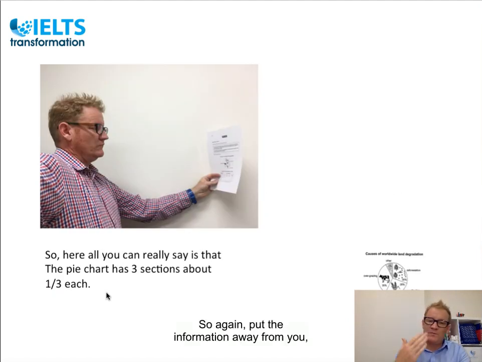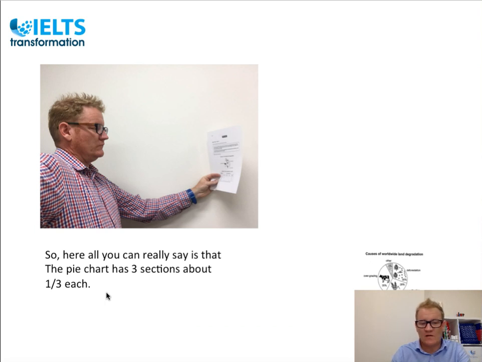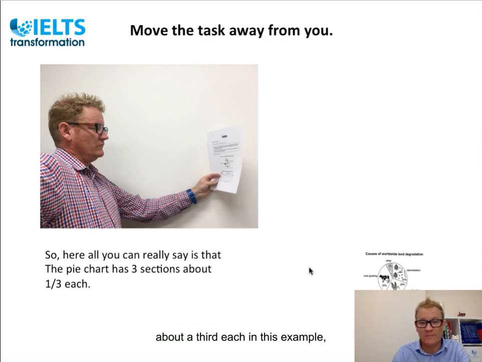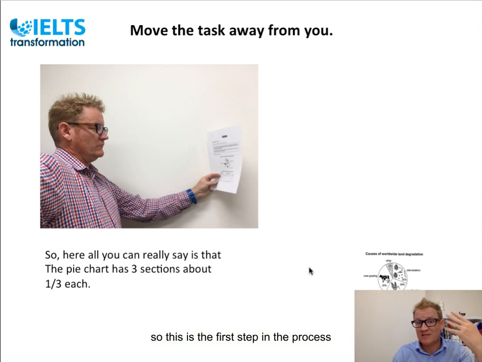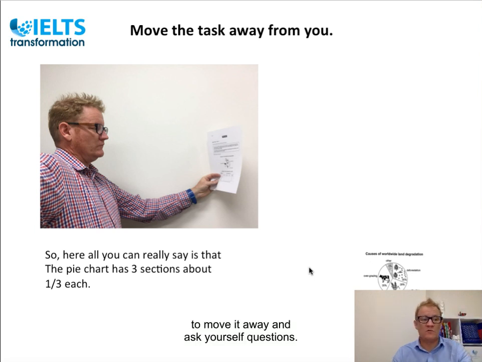So again, put the information away from you, the task away from you. If we do that here, you can just pretty much say that, because you can't see the numbers, you can see that there are 3 sections, about a third each in this example. So this is what I'm calling the helicopter view. Move it away from you. People get too involved in detail. So this is the first step in the process, to move it away and ask yourself the questions.